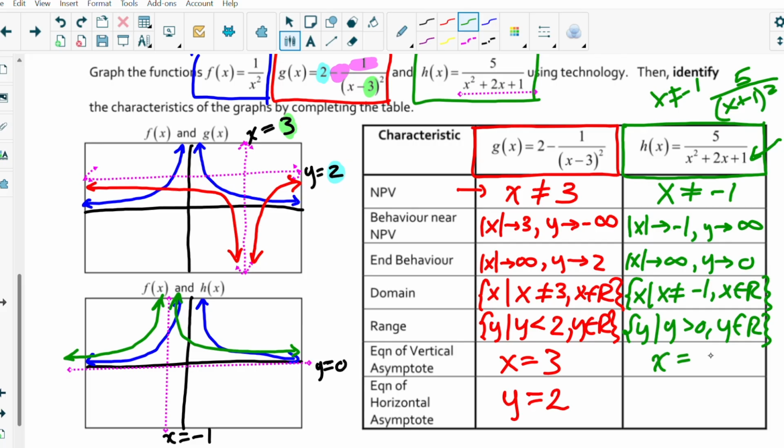Equation of vertical asymptote, x equals negative 1, and I get that from my non-permissible value. Equation of horizontal asymptote, y equals 0. If I were to set y equal to 0, you would get an untrue statement such as 0 equals 5. So there has to be a horizontal asymptote there. Y equals 0.